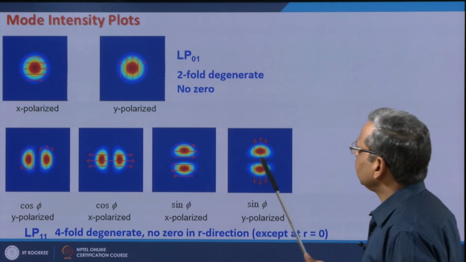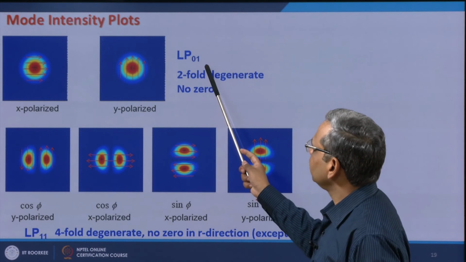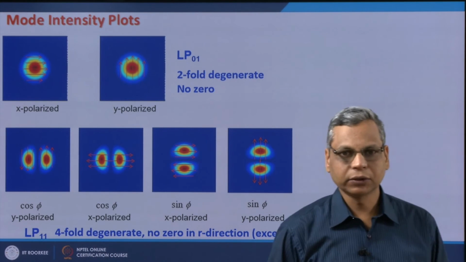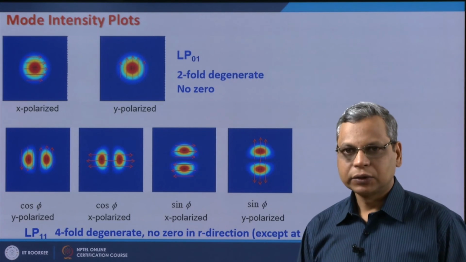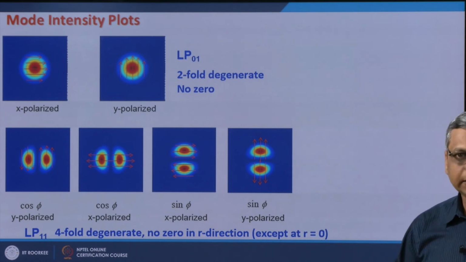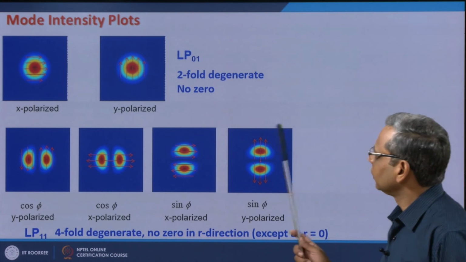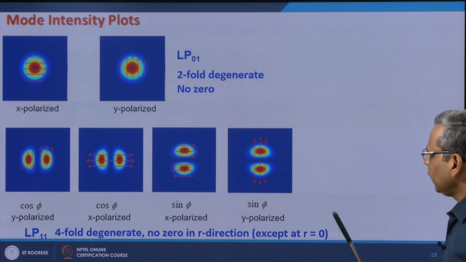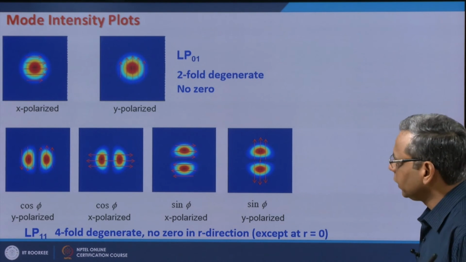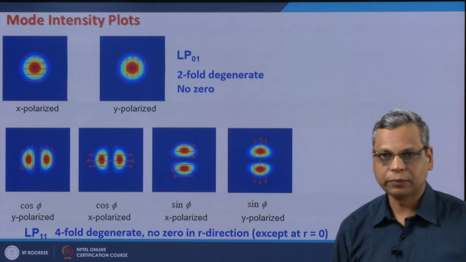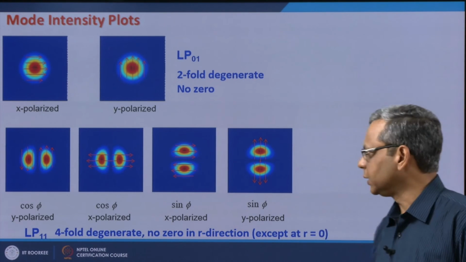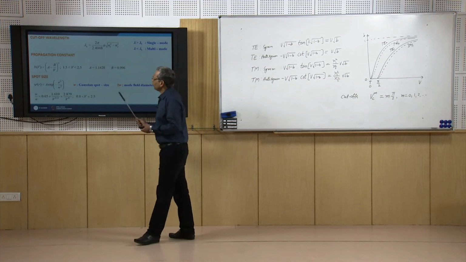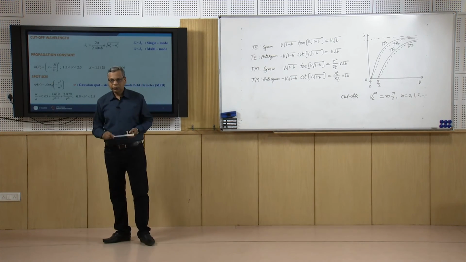What I see is that L equal to 0 modes are twofold degenerate, because the phi solution is cosine l phi and sin l phi. So, if L is equal to 0, there is no phi dependence, and the degeneracy comes only from polarization, while L not equal to 0 modes are fourfold degenerate: twofold degeneracy comes from phi and twofold degeneracy comes from the polarization. Then we had seen the single mode fiber.